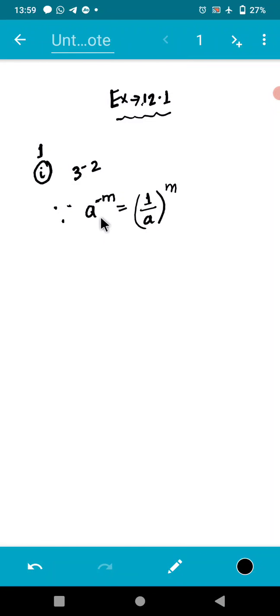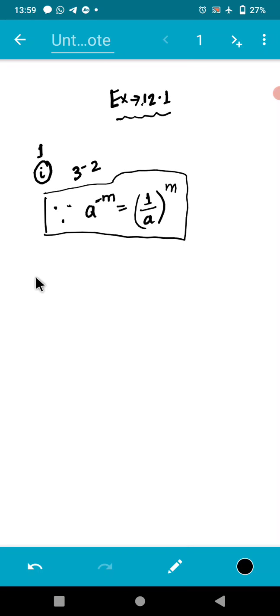What we have done, to make the power positive, we have to do the reciprocal of the base. Once you do the reciprocal of the base, the power becomes positive. So 3 to the power minus 2 equals, what is the reciprocal of 3? Reciprocal of 3 is 1 by 3, because if we write 3, that means we have 1 as a denominator. So 3 by 1, the reciprocal form is 1 by 3. When we do the reciprocal of the base, the power becomes positive.